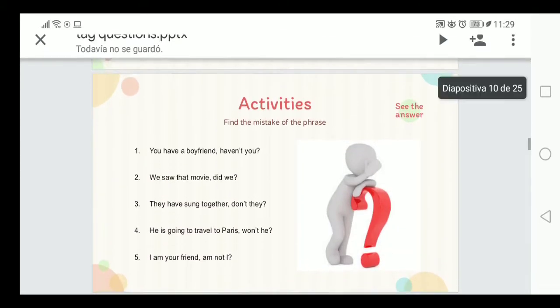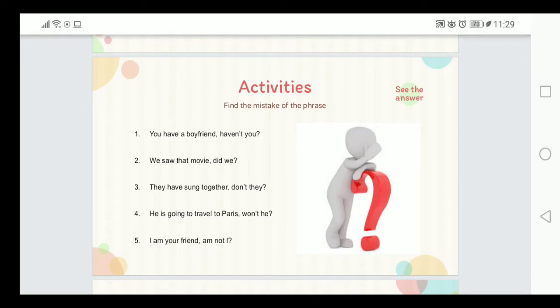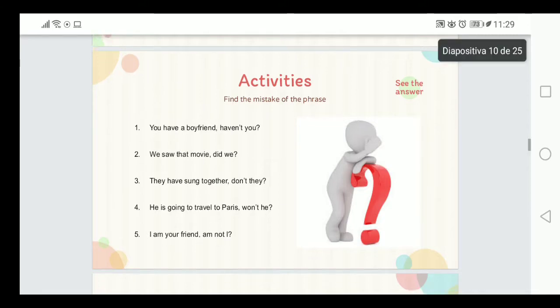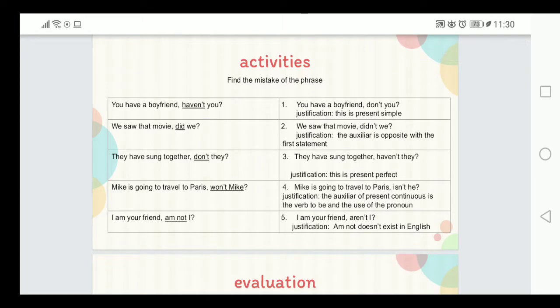Second activity, find the mistake in the phrase. You have a boyfriend, haven't you? He saw that movie, did we? They have sung together, don't they? He's going to travel to Paris, won't he? I'm your friend, I'm not I. So the first answer is don't you, because the have is the main verb and is in the present simple. So the auxiliary in this tense is don't.